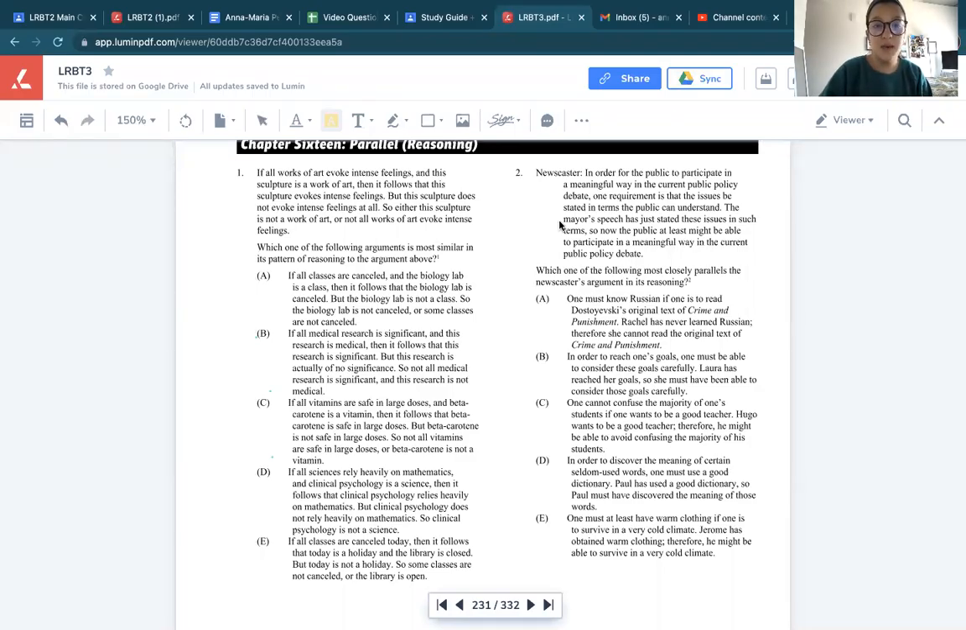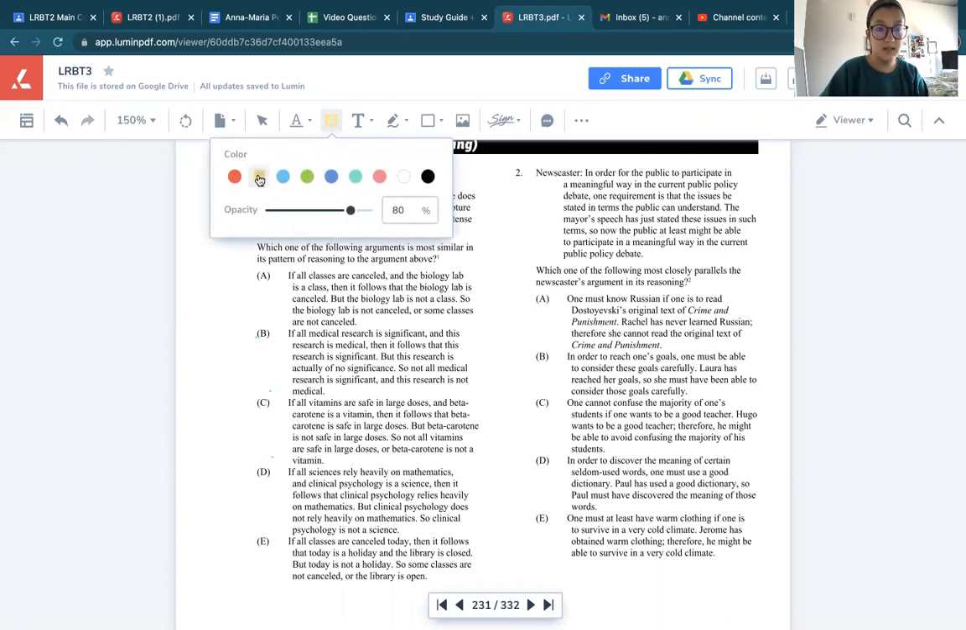All right, so we're doing question number 1. If all works of art evoke intense feelings and the sculpture is a work of art, then it follows that this sculpture evokes intense feelings. But the sculpture does not evoke intense feelings at all, so either this sculpture is not a work of art or not all works of art evoke intense feelings.